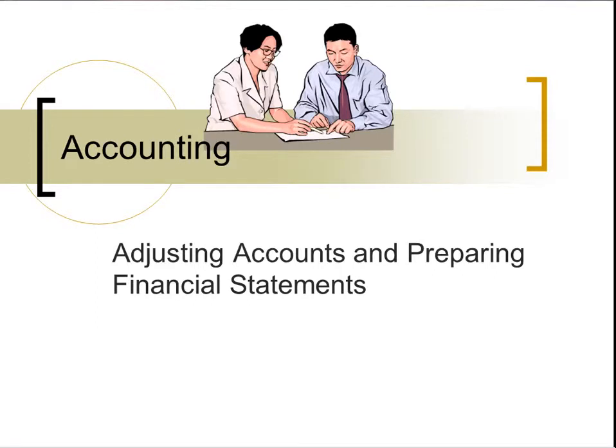In this chapter, we're going to be covering the next set of steps in the accounting cycle. These steps are the adjusting entries, the closing entries, and then we're going to talk about some related things, including preparing the adjusted trial balance and preparing the financial statements from that data.